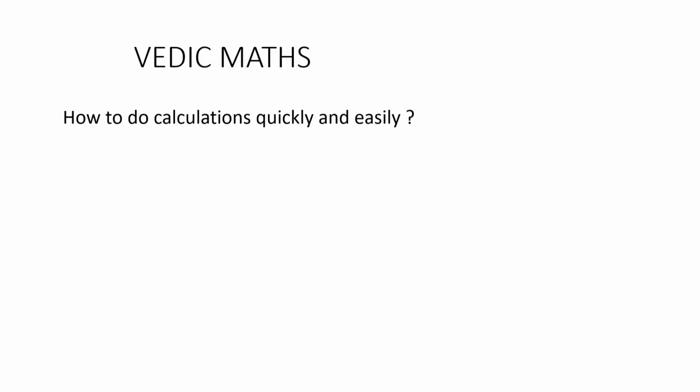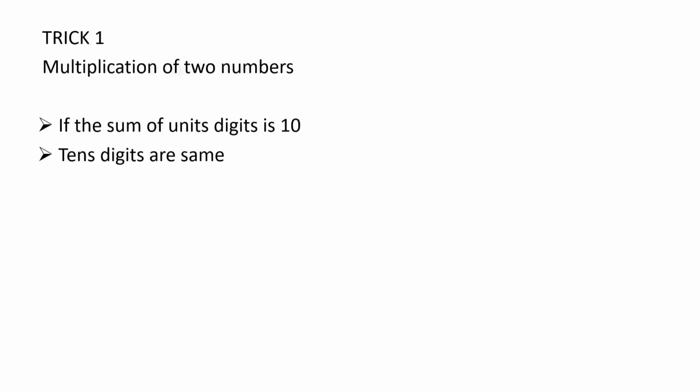In this session, we'll discuss Vedic maths, how to do calculations quickly and easily. The first one is how to multiply two numbers if they satisfy the following conditions. Those are: the sum of their unit digits is 10 and their tens digits should be the same. So the numbers should be like this, 32 into 38.